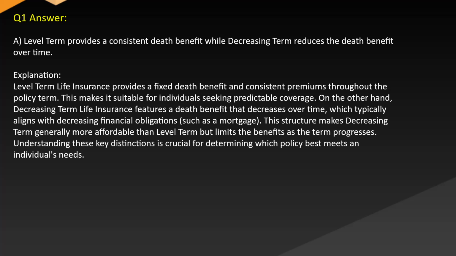decreasing financial obligations, such as a mortgage. This structure makes decreasing term generally more affordable than level term, but limits the benefits as the term progresses. Understanding these key distinctions is crucial for determining which policy best meets an individual's needs.